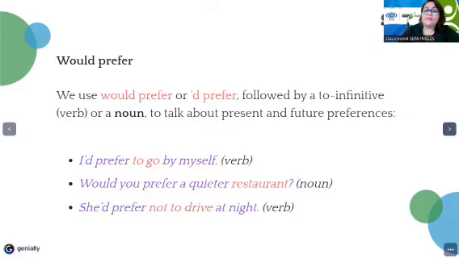She'd prefer not to drive at night. In this case, I'm using the particle not before the to infinitive in order to express something that I don't like or I don't prefer.